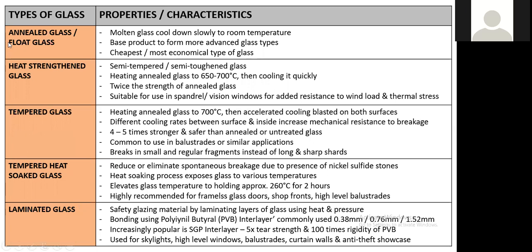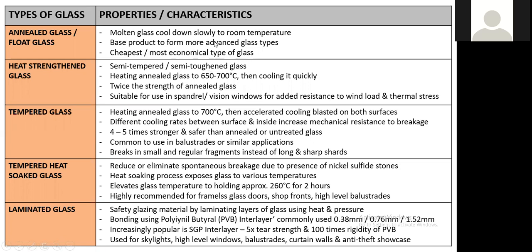First thing, the most common one is the annealed glass, or float glass, we call it. It's molten glass. When the glass melts, it will be cooled down slowly to room temperature. So it's just a normal process and a base product to form more advanced glass types. Those are the cheapest and most economical type of glass.